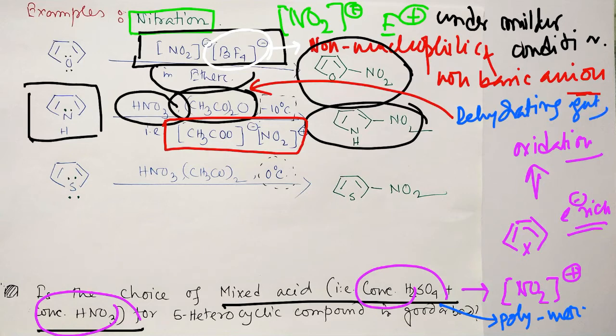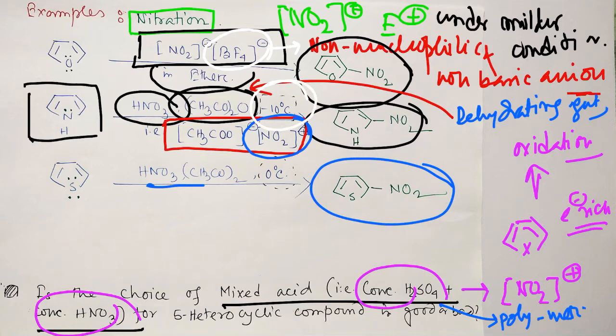So it dehydrates the nitric acid to generate the nitronium cation, which is acting as the electrophile. Okay, fine. And in case of thiophene, nitric acid, acetic anhydride at 0 degree centigrade produces this. By the way, one point to be mentioned, for pyrrole minus 10 degree is enough, but for thiophene a relatively higher temperature, that is 0 degree.